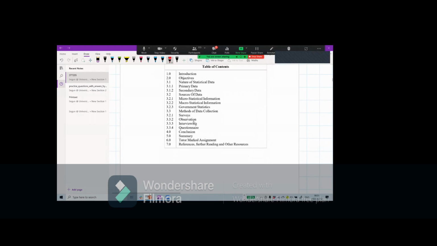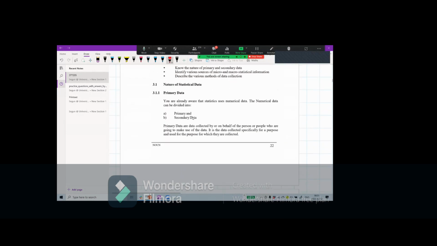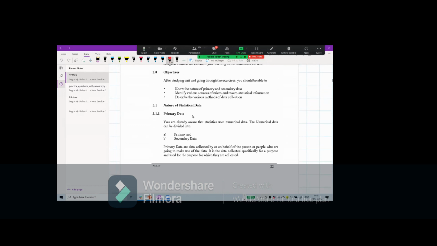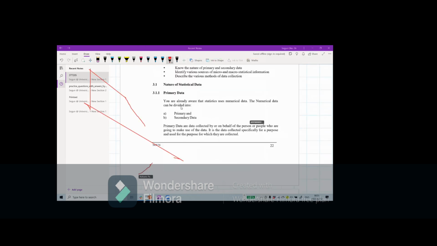Okay, now we have this data. One of the things you need to know is, look at this, because some of us can make the same mistake. The type of data we have is either primary or secondary.